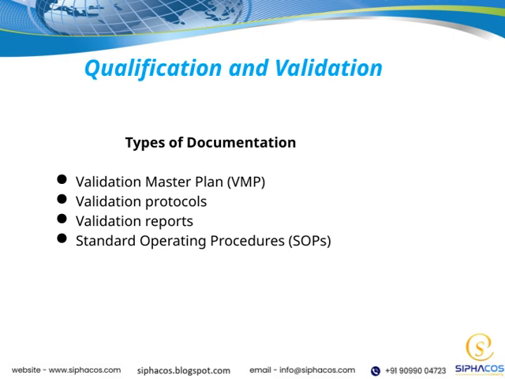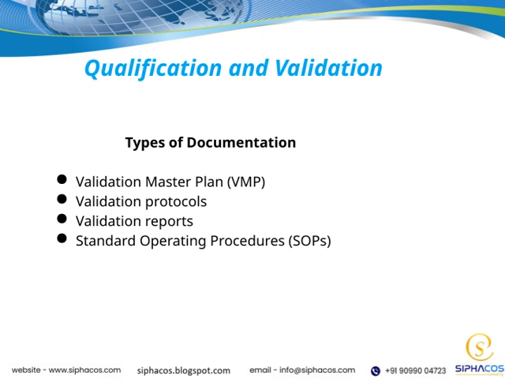Following that, validation reports are generated. These reports document the results of the validation activities, confirming whether the tests were successful or if there were deviations. They serve as the official record that the validation was completed and met the necessary standards. Then we have Standard Operating Procedures, or SOPs. These are the documented routines and instructions that ensure consistent execution of processes and validation activities. SOPs are critical for maintaining quality and compliance over time.